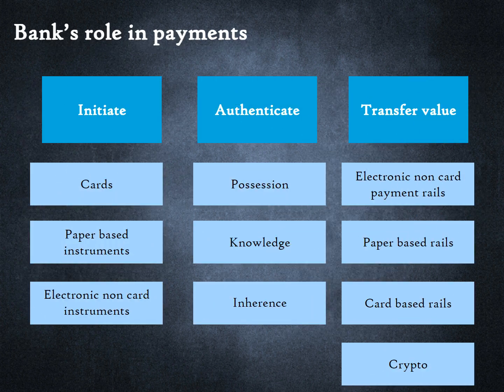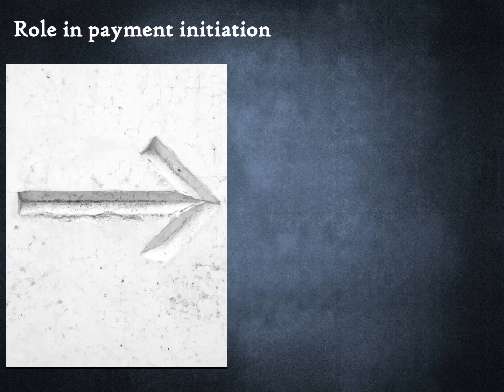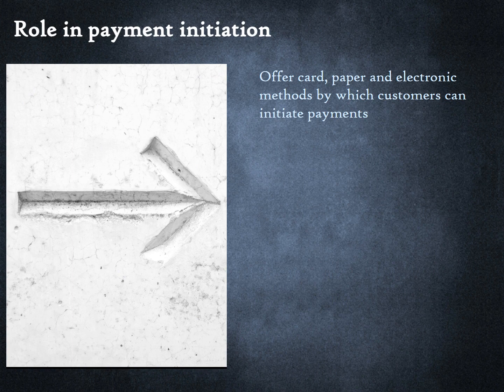We have now completed a well-rounded introduction to payments. In this section, we will synthesize our learnings on the role of the banks in each of the three stages of payments. Let us begin with initiation. Banks offer multiple types of instruments to initiate payments. They include cards, paper-based instruments, and non-card-based electronic methods.